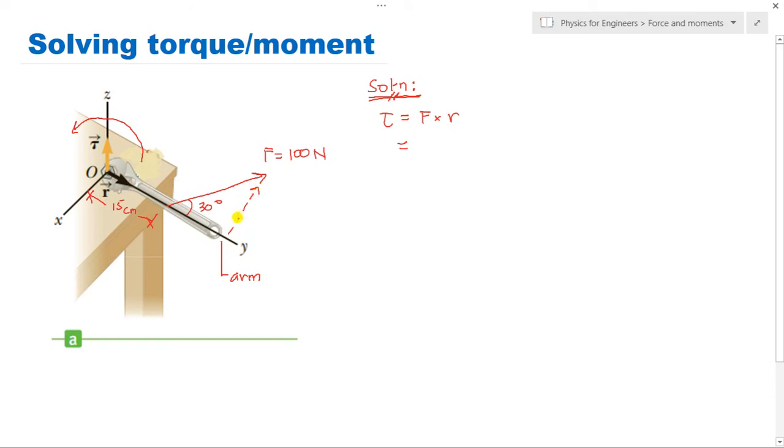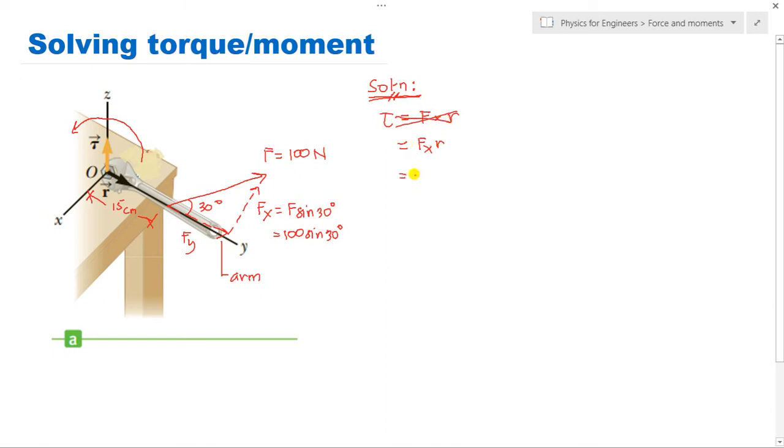In resolving, you follow the right triangle. So this is a right triangle. This is the component along y and this is the component along x. Since x is opposite the angle of 30 degrees, Fx is equal to F sine of 30 degrees. So that is just 100 sine of 30 degrees. Therefore, our torque here is equal to Fx r.